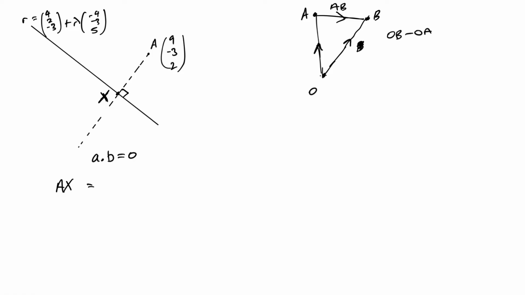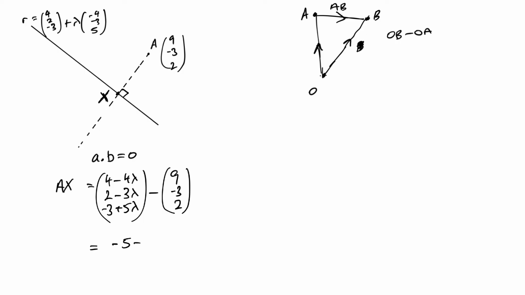Now, OX would be this, with the value lambda that we need to know. So that's going to be 4 minus 4 lambda, 2 minus 3 lambda, minus 3 plus 5 lambda, minus 9, 3, 2. So that's going to give me, if I take away 9, minus 5 minus 4 lambda, and minus 3, so I'm adding 3, we get 5 minus 3 lambda, minus 5 plus 5 lambda.